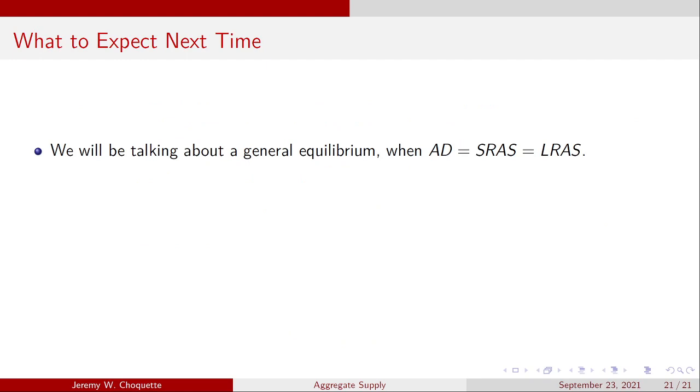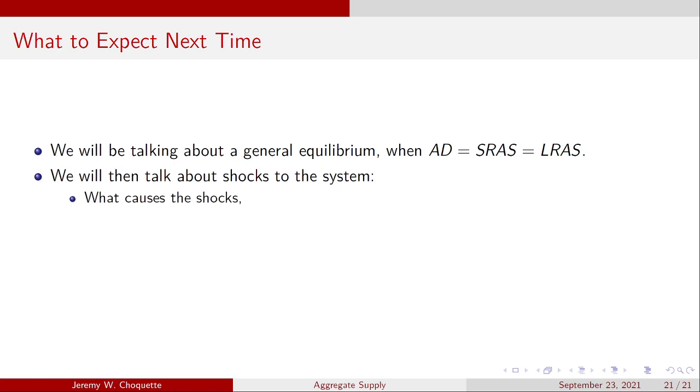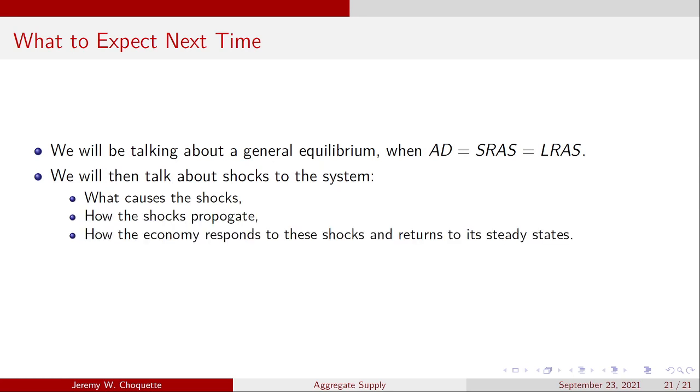Now, in the next lecture, we're going to be talking about general equilibrium. This is where aggregate demand equals short-run aggregate supply equals long-run aggregate supply. We're going to talk about shocks to the system in the lecture following that, like what causes the shocks, how the shocks propagate, and how the economy responds to these shocks and returns to its steady state. After that, we'll close out and move on to other topics.